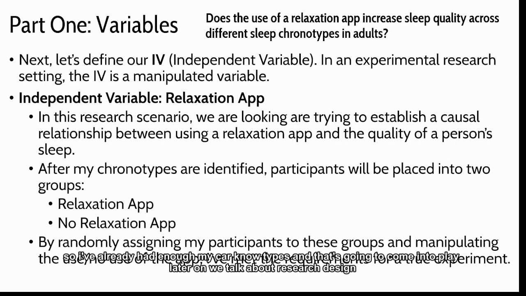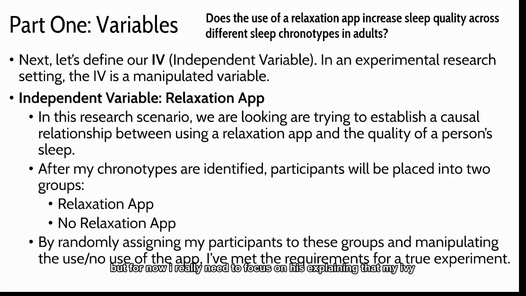So I've already identified my chronotypes, and that's going to come into play later on when we talk about research design. But for now, all I really need to focus on is explaining that my IV is manipulated. The actual manipulation comes by placing my participants into two groups. Either they use the app or they don't use the app. By assigning them to those groups randomly, I am meeting the requirements of a true experiment. Remember, a true experiment needs to have a manipulated independent variable and random assignment.